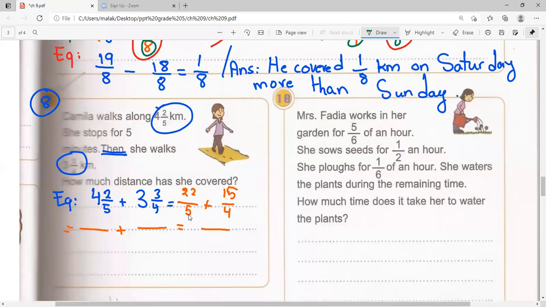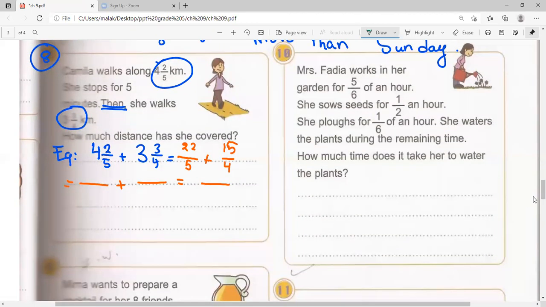How will we add 22 over 5 plus 15 over 4? We will 22 times 4. So we have to find a common multiple. Bravo Hussein. So what is the common multiple between 5 and 4? 20. Bravo. So I can't add two fractions unless they have the same denominator.